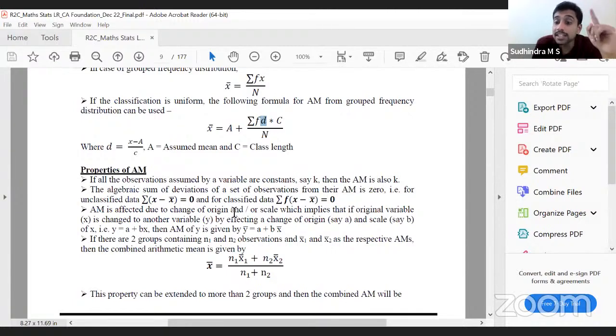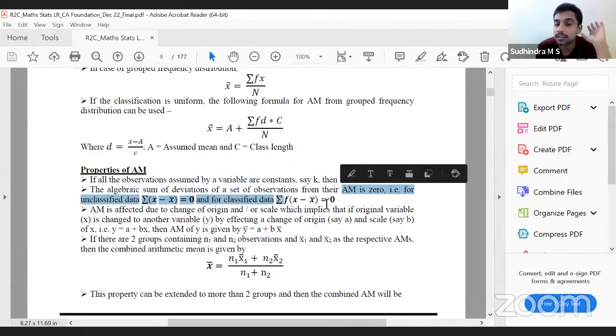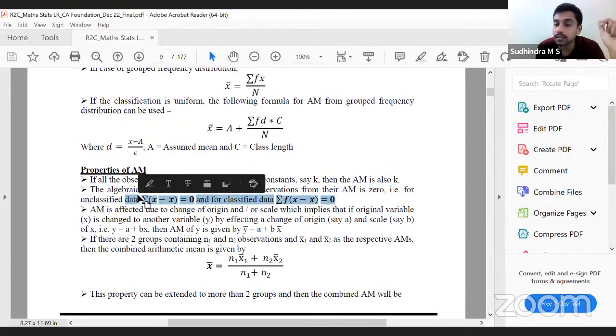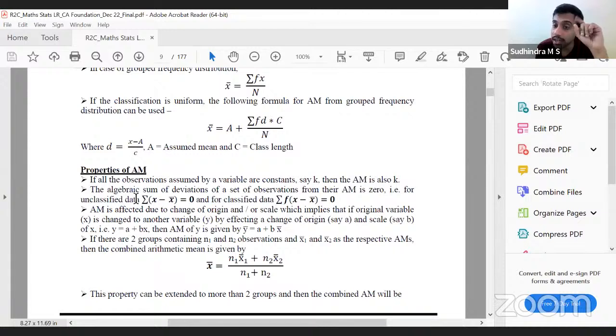Second one, algebraic sum of deviations of the observations from arithmetic mean is always 0. That is, for ungrouped data, summation x minus x bar is 0. For grouped data, summation f into x minus x bar is 0. Right? Very important concept. They can ask practical questions. They can ask you to find out the sum of deviations for the following observations. There we need not calculate. We have to directly tick the option 0.